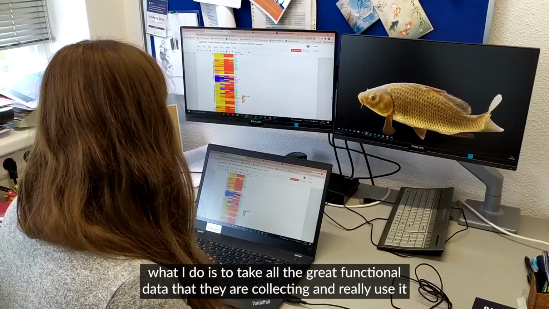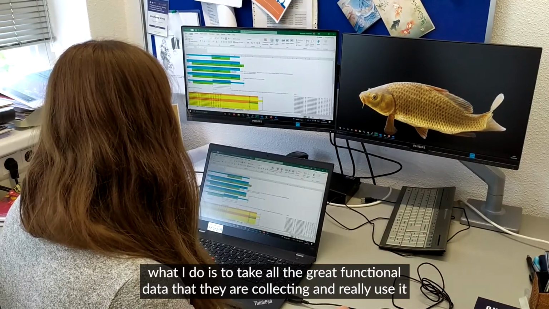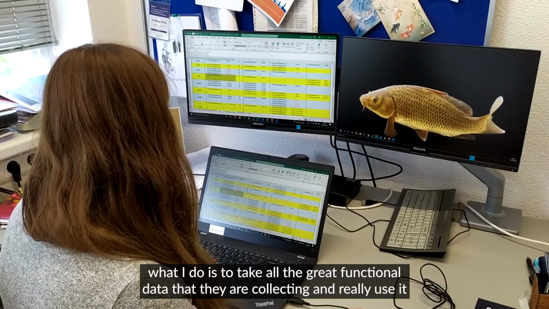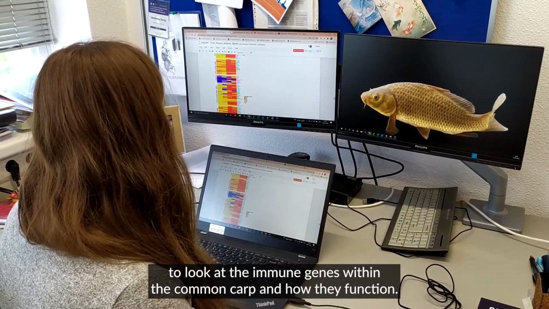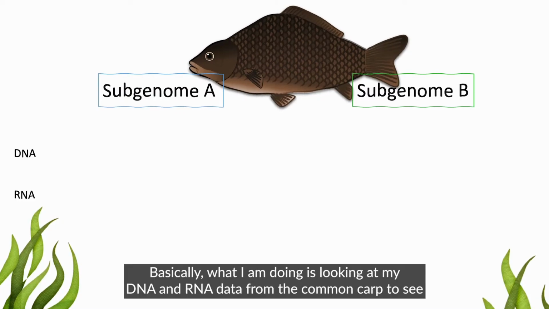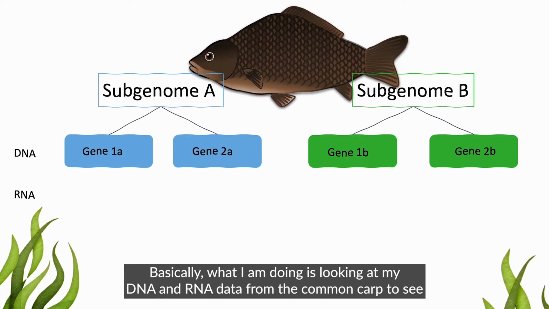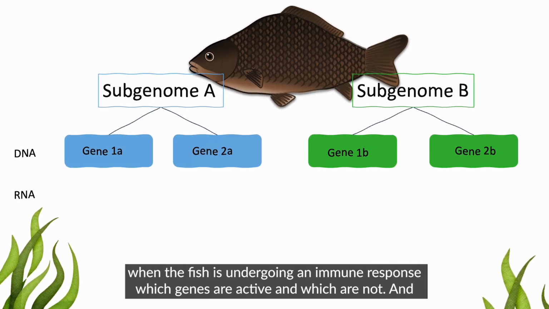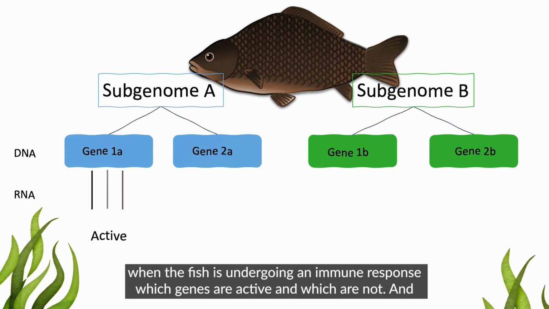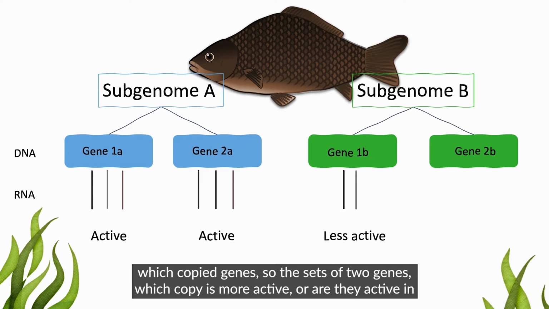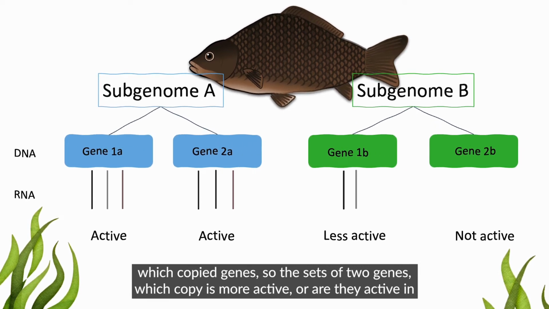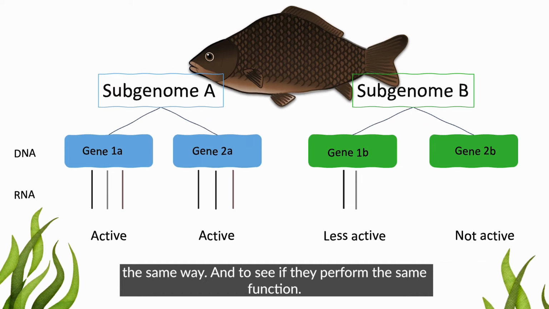So basically what I do is take all the great functional data that they are collecting and really use it to look at immune genes within the common carp and how they function. But basically what I'm doing is looking at my DNA and RNA data from the common carp to see when the fish is undergoing an immune response, which genes are active and which are not, and which copy genes, so the sets of 2 genes, which copy is more active or are they active in the same way, and to see if they perform the same function.